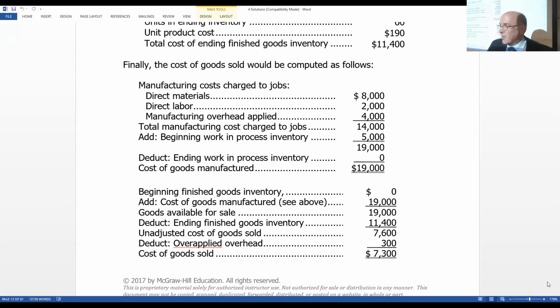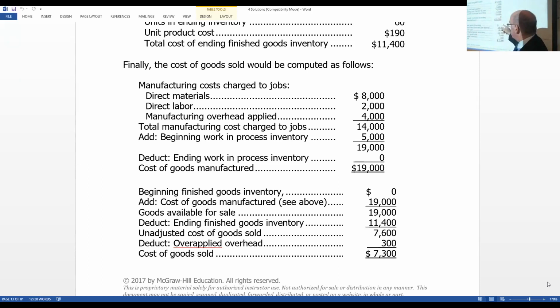What's the difference between the cost of goods manufactured and the cost of goods sold? Ending finished goods inventory, right? Yeah, you take cost of goods manufactured plus the beginning balance for finished goods inventory minus the ending balance for finished goods inventory. That gives you cost of goods sold. So the only difference between cost of goods manufactured and cost of goods sold is the change in the balance of the finished goods inventory. Add the beginning, subtract the end of the finished goods inventory. That gives you cost of goods sold.